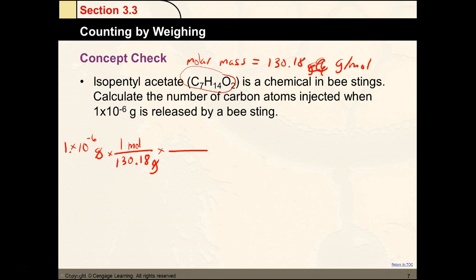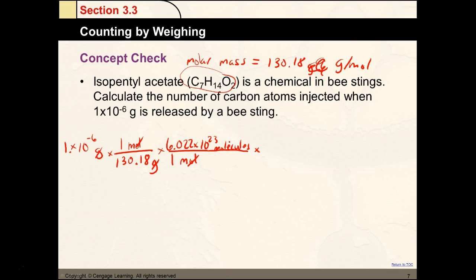Now we need to go from moles to molecules. We can't go to atoms of carbon yet because we first need to get the number of molecules of isopentyl acetate. So we're going to put our 1 mole on the bottom, and we should all know by now that 1 mole of anything is 6.022 times 10 to the 23rd, and in this case it's molecules. All right, and we continue on. Our moles cancels out. Now we're into molecules, which is normally where the problem ends.